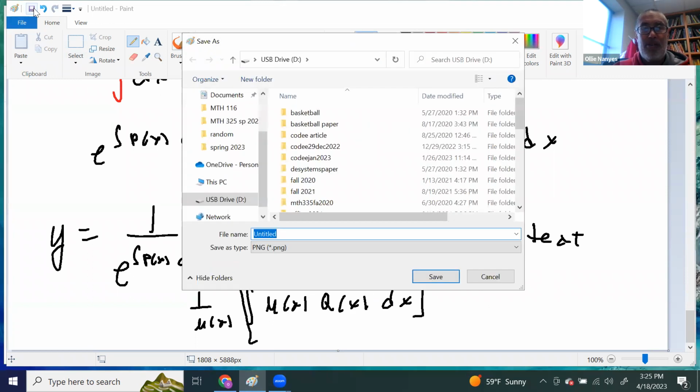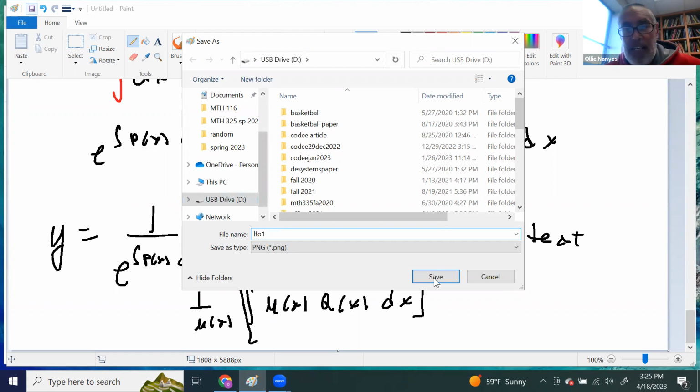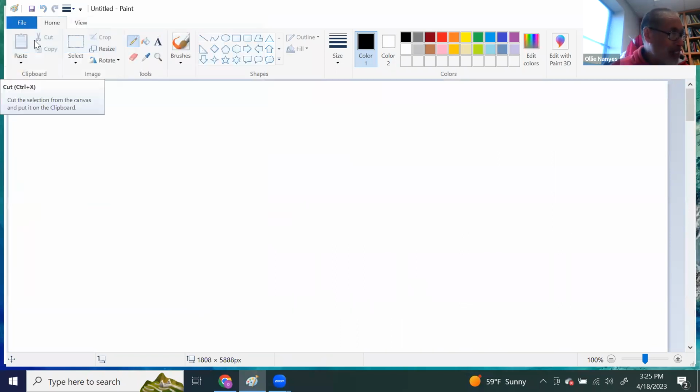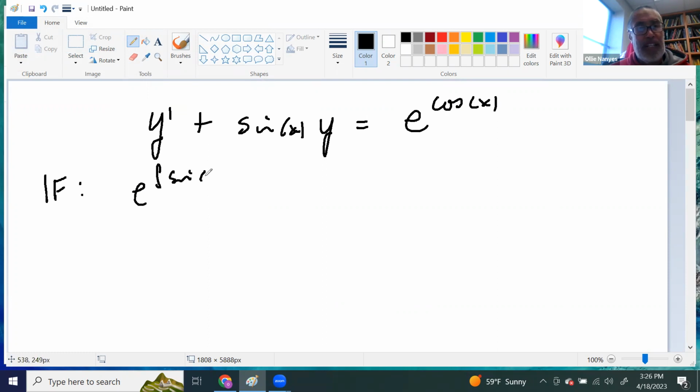So let's just go ahead and do an example. An example I chose, and this is a nice little one here. Suppose we have y prime plus sine of x times y is equal to e to the cosine x. Now the integrating factor that we said would be e to the integral of sine of x dx, which is e to the minus cosine of x.